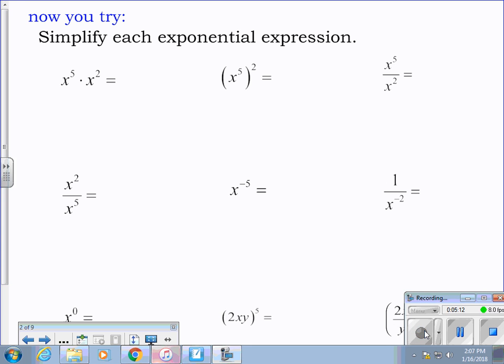Okay, let's do these. So the first one, x to the 5th times x squared, you add the exponents. So I get x to the 7th. The next one, x to the 5th raised to the 2nd power. When you raise a power to a power, you multiply the exponents. X to the 10th. Next one, divide. You subtract the exponents. 5 minus 2 is 3.